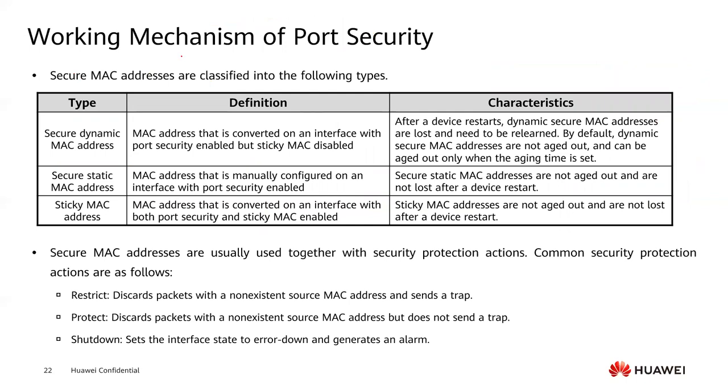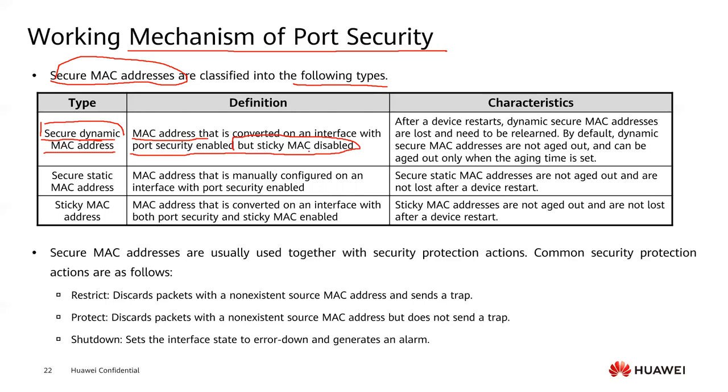Now let's look at the working mechanism of port security. Security MAC addresses are the basis of the working mechanism of port security. We divide them into three types. The first type is the dynamic security MAC address. It is a MAC address converted on an interface with port security enabled but sticky MAC disabled. After the device restarts, dynamic security MAC addresses are lost and need to be relearned. By default, dynamic security MAC addresses are not aged out and can be aged out only once an age time is set.